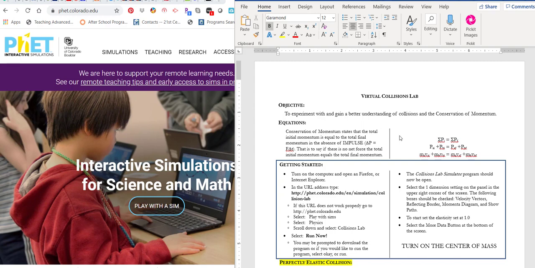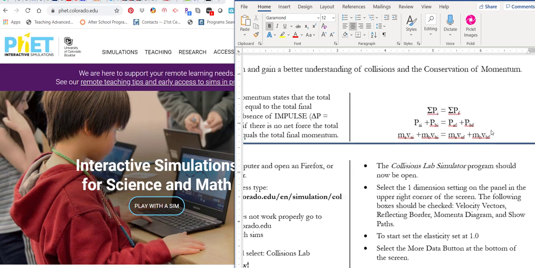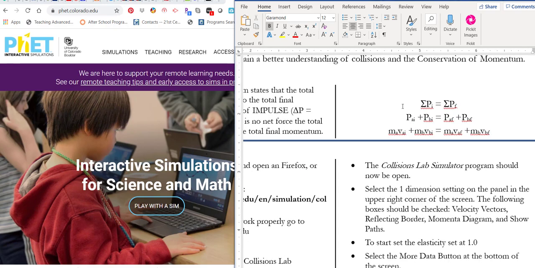All right, so what we're going to be doing is using this lab to help us get a better understanding of collisions and what we mean by conservation of momentum. Just to review, here we have our equations, but we're looking at the total momentum initially should equal the total momentum final. Okay, so what does that mean?